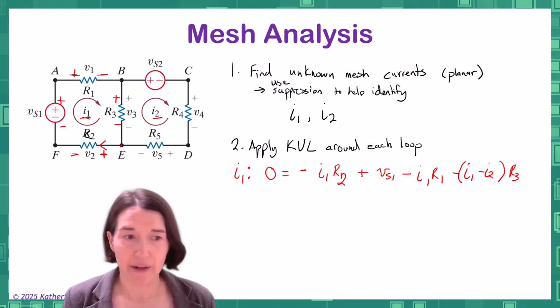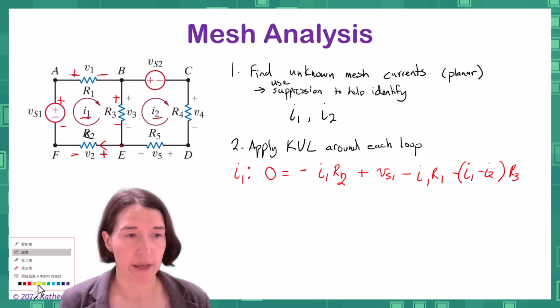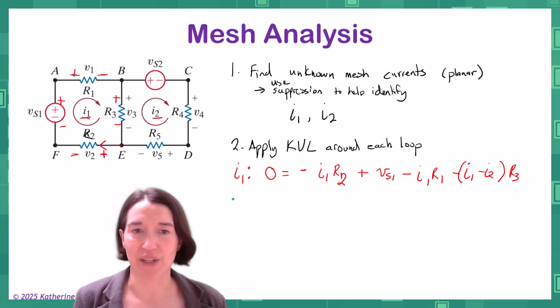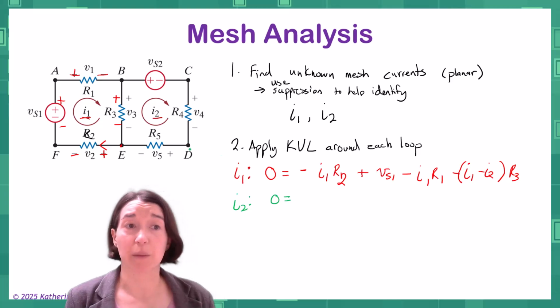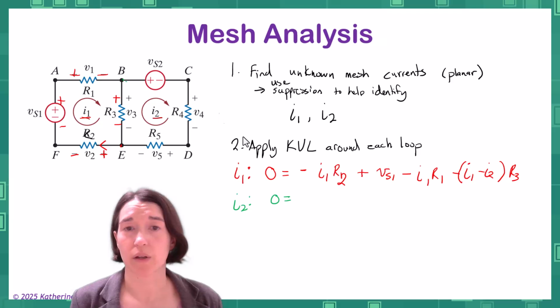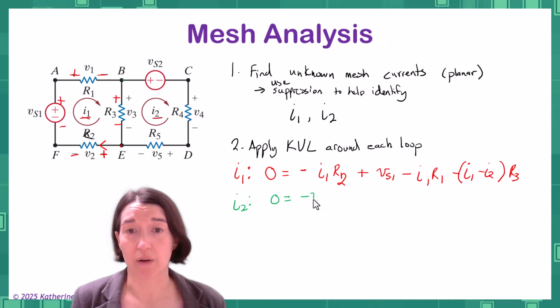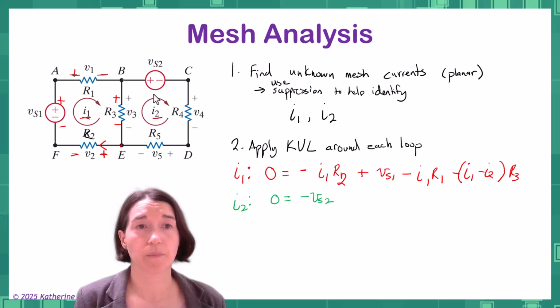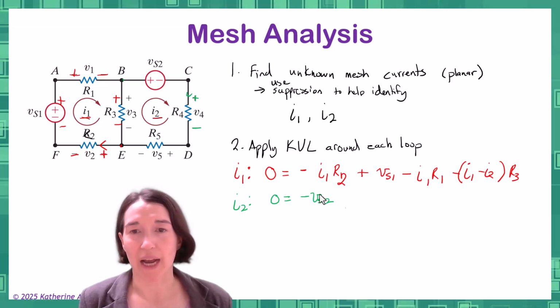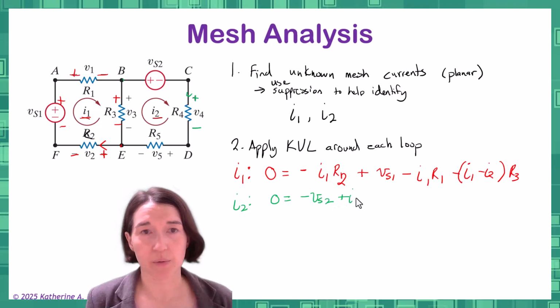Okay, so then we're going to go to the next one, and my suggestion is to ignore everything that we just did and just start again with I2. So we have 0 equal to, and just pick a place to start. Actually, this time we're going to start up here. So I'm going to go this way. This one is going to be minus, because we're going down, VS2. And our current's going in this way, and so this is positive, negative. So then it would be plus I2 R4.